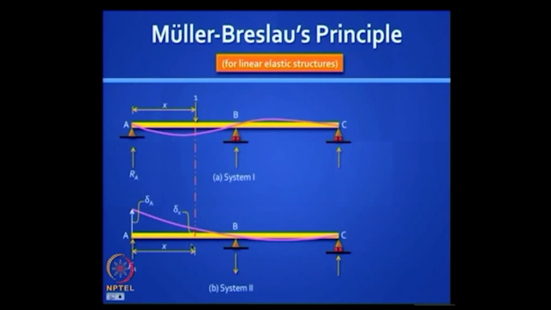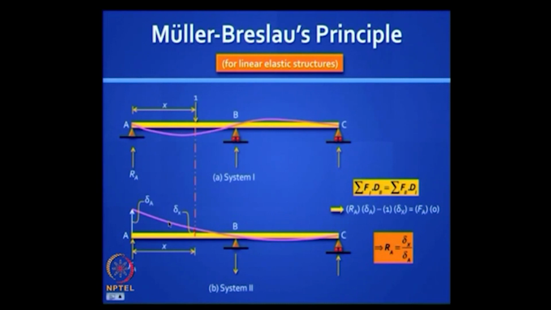Now if you invoke Betti's theorem and you refer to this deflection under the unit load 1 in the first system as delta x, then you can show that Ra into delta A, minus 1 into delta x, minus because the two are in opposite directions, must be equal to 0. And so it follows that Ra is equal to delta x by delta A.